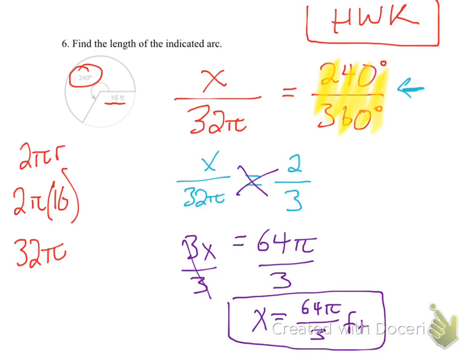Let me see if I can get a decimal. Let me just use my calculator real quick, because I am not getting any pretty answers for some reason, which is fine. We just do 64 times pi in our calculator, which I got about 201 and some change. Divide that by 3, and it looks like our arc length is 67.02 feet.